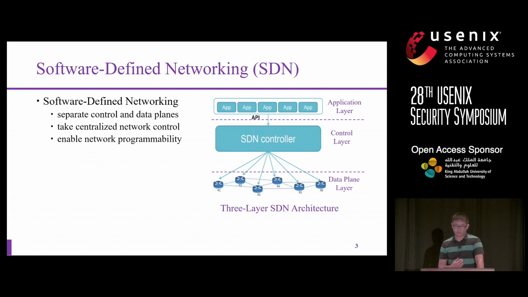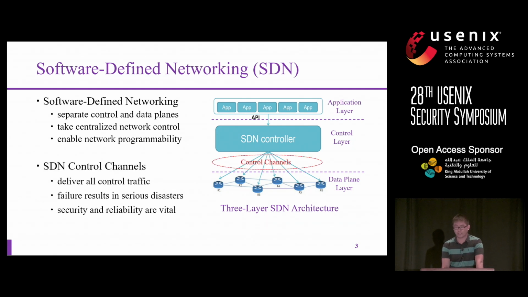The top is the application layer, where SDN applications enable various network functionalities. The middle is the control layer, where a centralized controller manages applications and interacts with switches. And the bottom is the data plane layer, where SDN switches enforce network policies according to control channels.